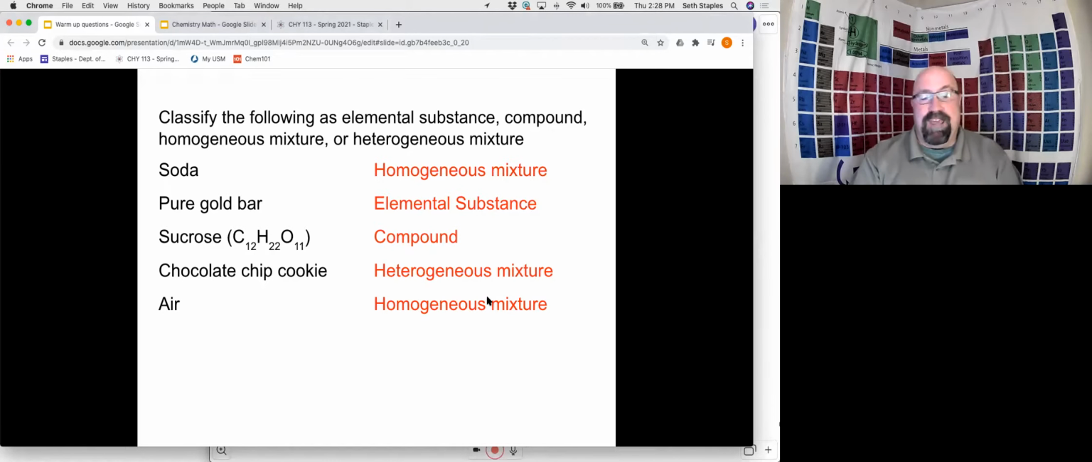Chocolate chip cookie, a delicious example of a heterogeneous mixture. Certainly more than one compound in there, and it's non-uniform. There are definitely differences. You might get one bite loaded with chocolate chips and then another very disappointing bite without many chips in there at all.